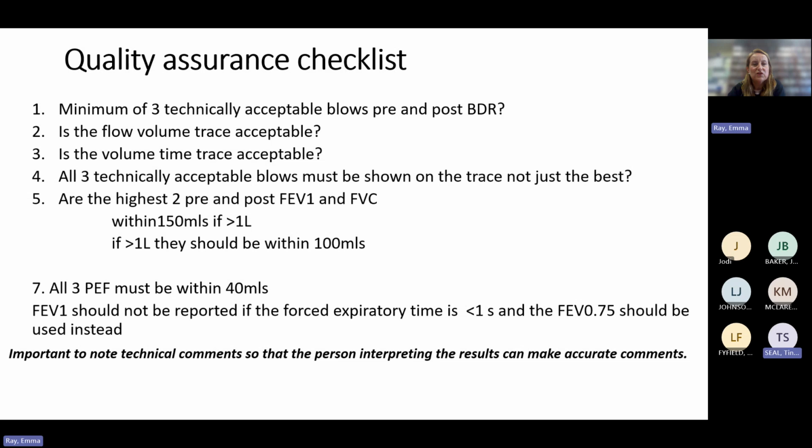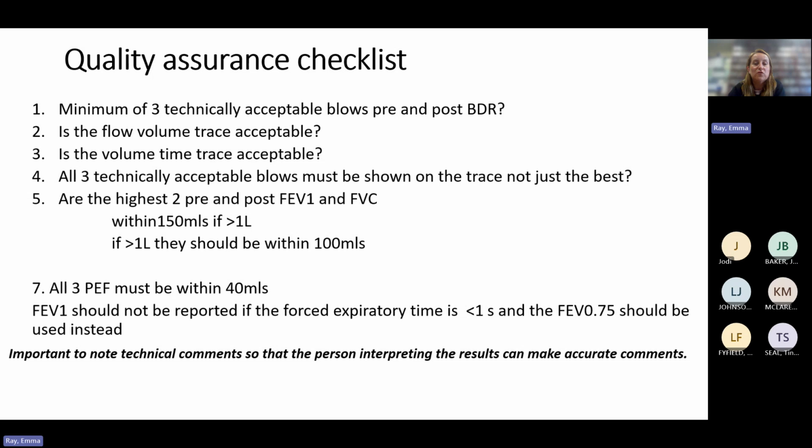So, quality assurance checklist. You need your minimum 3 technically acceptable blows. What does that mean? They've all got to look the same. They should all duplicate each other. And the 2 highest pre and post FEV1s need to be within 150 mils if they're over 1 litre. Yes, there's a mistake there. If they're under 1 litre, they should be within 100 mils.